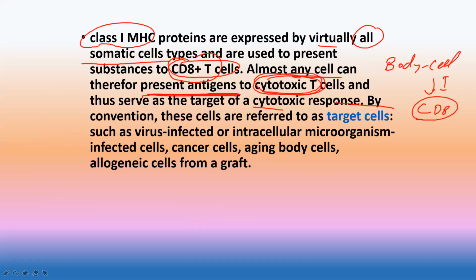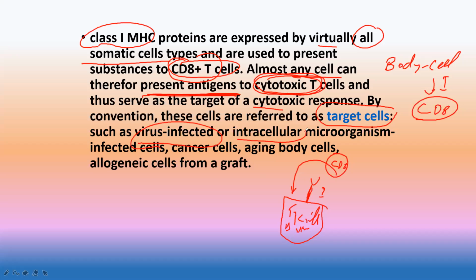The body cell that presents the antigen is a target cell. For example, this cell presents antigen with the help of MHC1 to the CD8 cell. Then the CD8 cell attacks this cell. This cell contains some virus, or tumor, or some bacteria inside. All intracellular organisms: virus-infected cell, intracellular microorganism, or cancer cell. So these cells are presented to the CD8 cell.